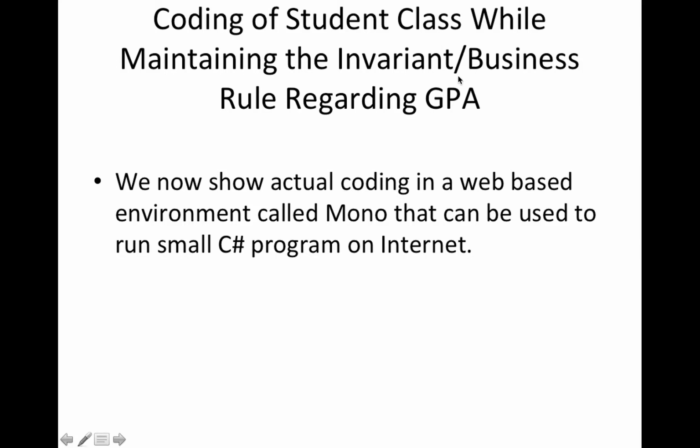Okay, now we're going to code the student class while maintaining the invariant business rule regarding GPA. And we're going to show actual coding in a web-based environment called Mono because I'm making this video on Mac. Mac does not have a C# compiler, but there's an online compiler called Mono that can be used to run small C# programs on the internet. So I'm gonna show the coding of the student class where the GPA invariant has been maintained.